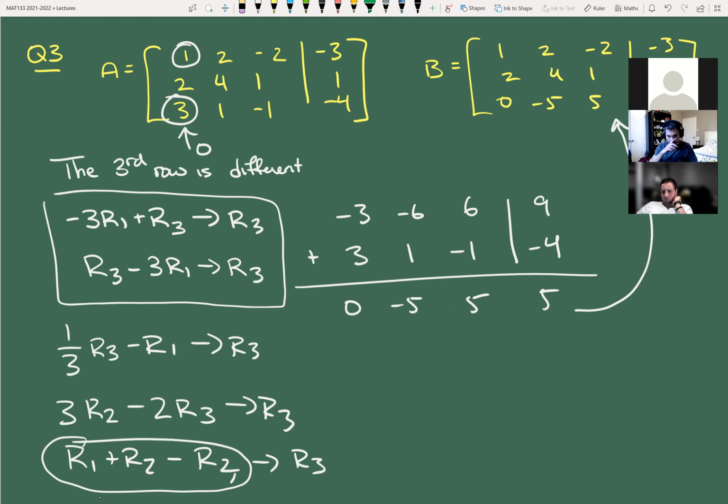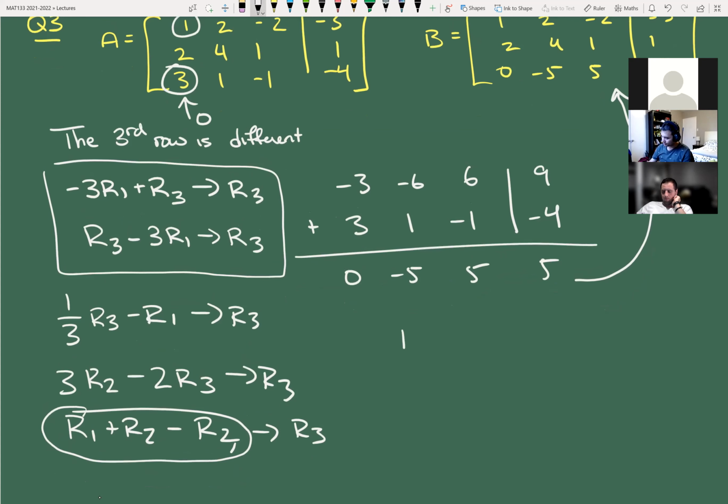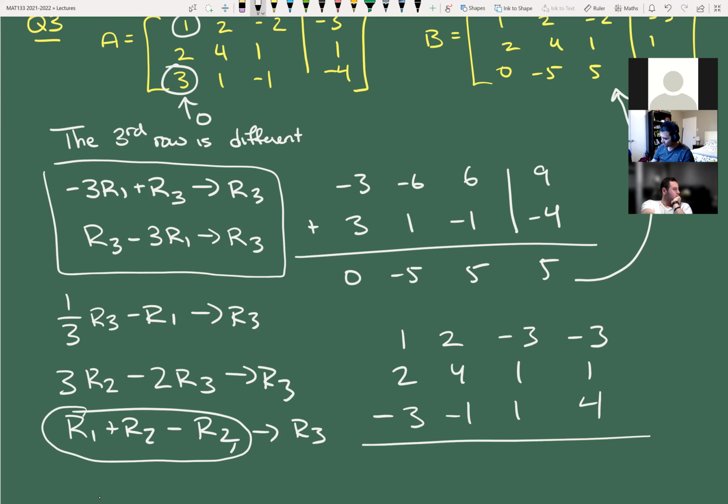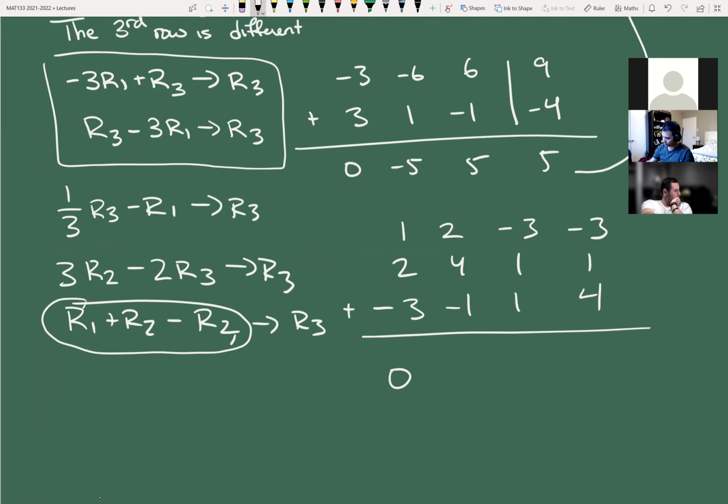Okay, now, here's a good time. I actually want to take a step away and show you how the last one would work. So you would go, okay, 1, 2, -2, -3, 2, 4, 1, 1, and then we're going to subtract row 3. That's the same as just adding all of these. So that would give me 0, 6, 5, -3, 1, 1, 1.